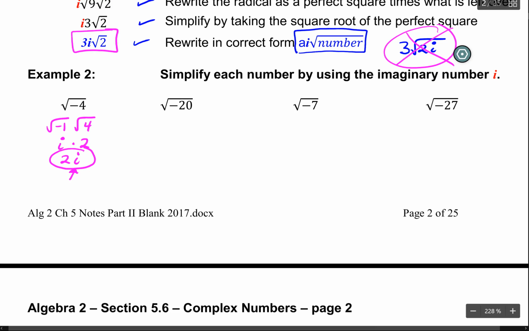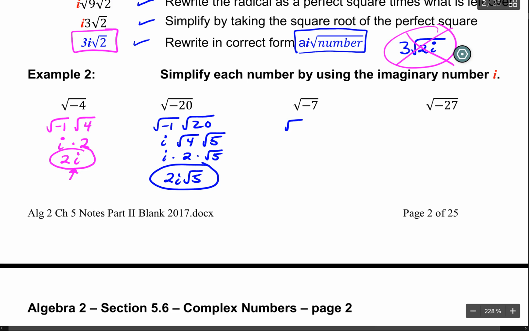Okay, let's look at our next one. Square root of negative 20 is the square root of negative 1 times 20. So that comes out as i. The perfect square that goes into 20 is a 4. So that's i times 2 times the square root of 5, and written in the correct order, 2i square root of 5. Square root of negative 7, that's the square root of negative 1 times the square root of 7. So that's i times the square root of 7, and because this cannot go any further, this is our answer.